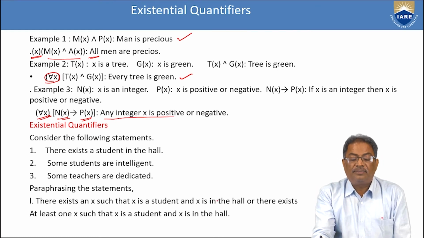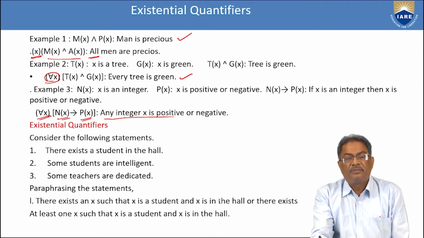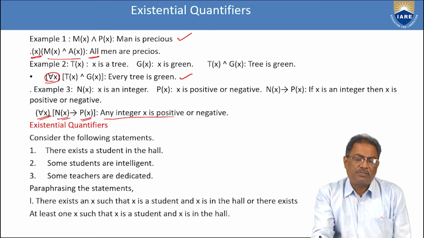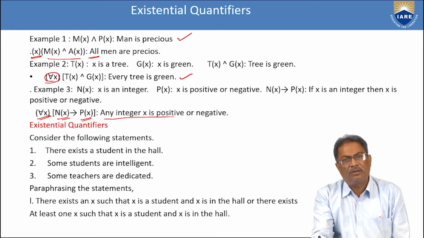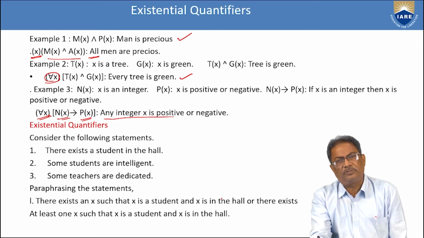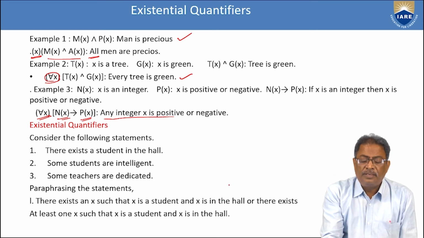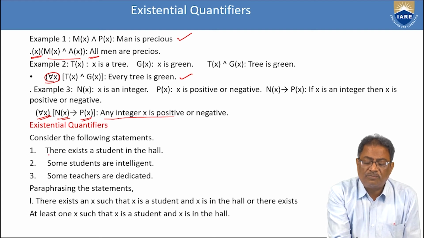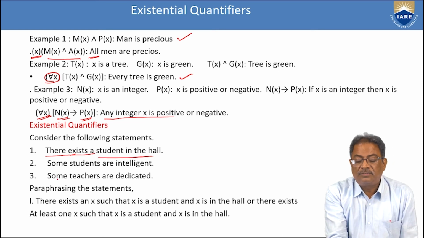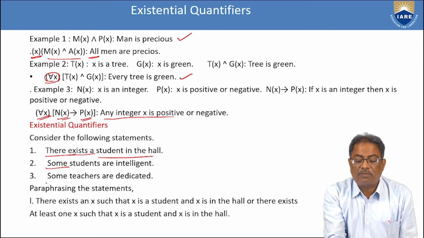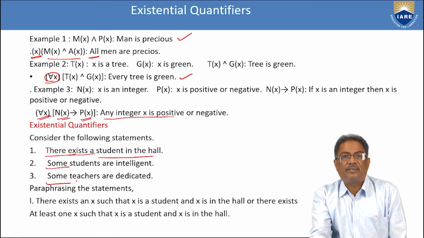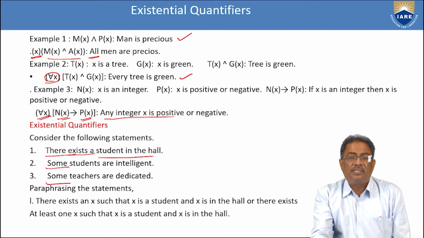This is the universal quantifier. Now the other one is the existential quantifier. The universal quantifier is true for all values of the variables. Now suppose it is true only for some values: there exists a student in the hall, some of the students are intelligent, some of the teachers are dedicated. To express these statements in symbolic form, we have to use the existential quantifier.